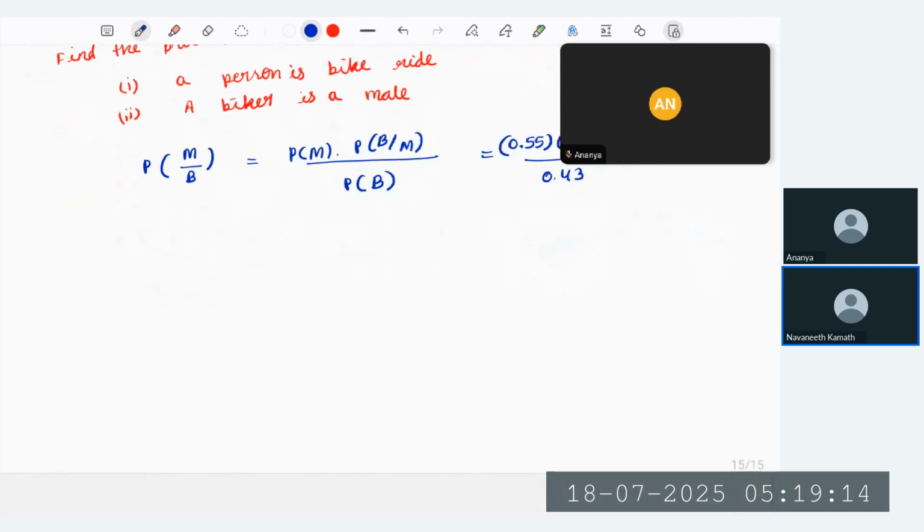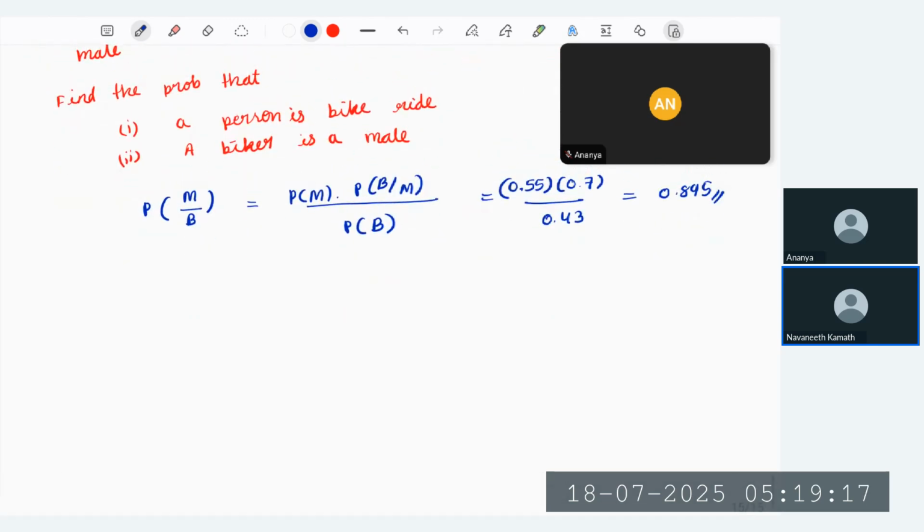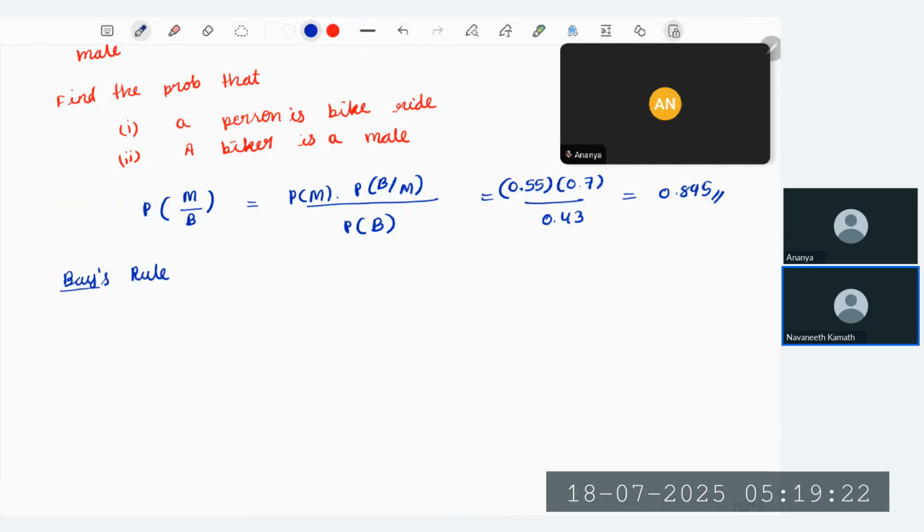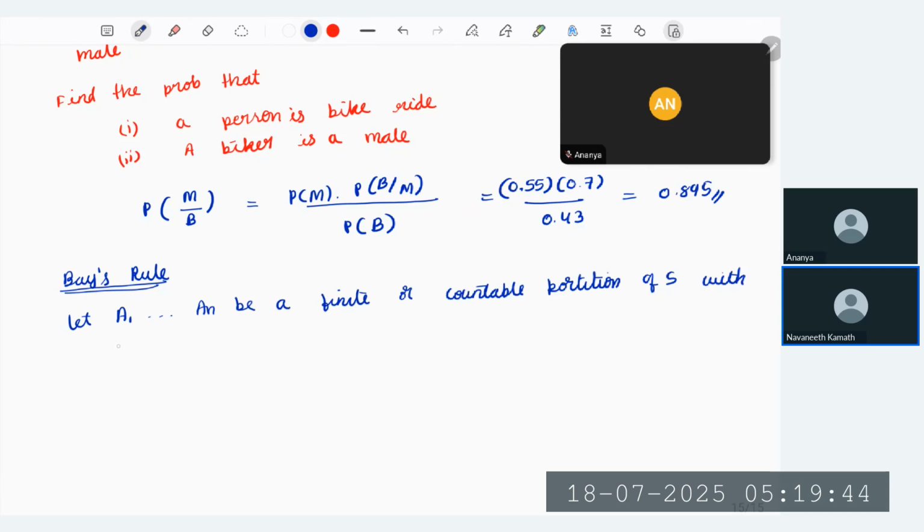Okay, let's talk about this. We have not talked much about this. This is called Bayes rule. The second question is based on Bayes rule. Let A1 till AN be a finite or countable partition of sample space, with each event having probability higher than 0 for all i.